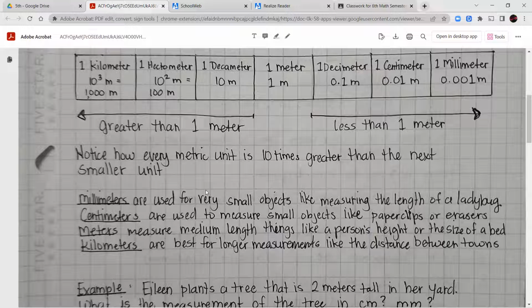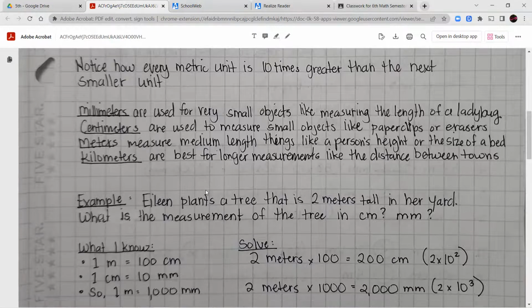Meters are for more medium length objects, like a person's height or the length of your bed, or maybe the size of your bedroom. You can measure that in meters. Kilometers are best for longer measurements. So if you're measuring the length of a football field, or a runway for a plane, or the distance between two towns or cities, or how far you fly when you take a plane ride to go visit someone in another country, those are things we measure in kilometers.